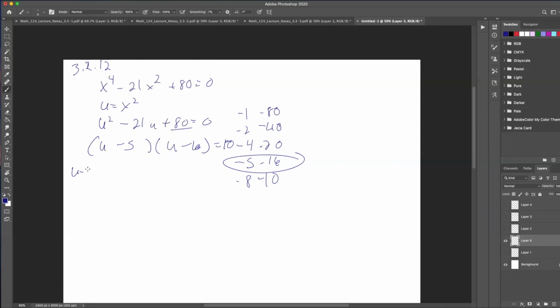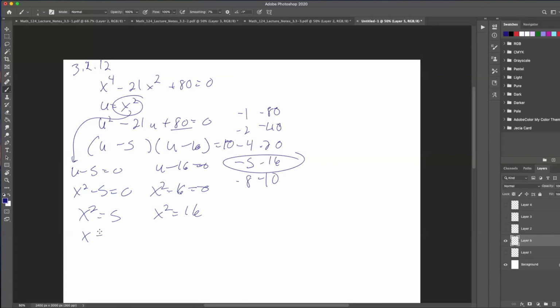So now at this point, we're going to write u minus 5 is equal to 0, u minus 16 is equal to 0. Then we're going to plug back in what we know u is. And so we have x squared minus 5 equal to 0, and x squared minus 16 is equal to 0. That means x squared is equal to 5, or x squared is equal to 16, so x is plus or minus the square root of 5, or x is plus or minus the square root of 16, which is the same thing as plus or minus 4.